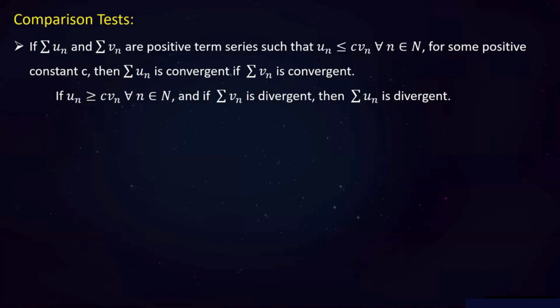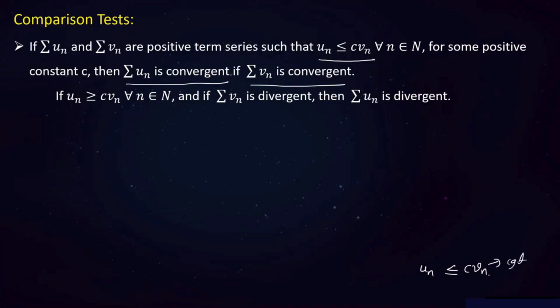If you look at this, for these two series of positive terms, if they follow this particular condition, un is less than or equal to c times vn, for all n belongs to N, then if vn is convergent, we say summation un is also convergent. Understand what it is exactly. You are given two series such that for all n, one series is less than some constant times the other one. And you are given this vn is convergent.